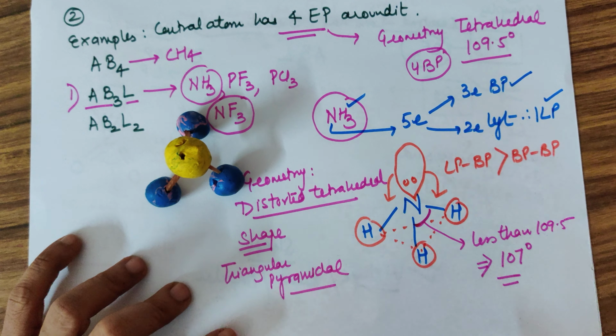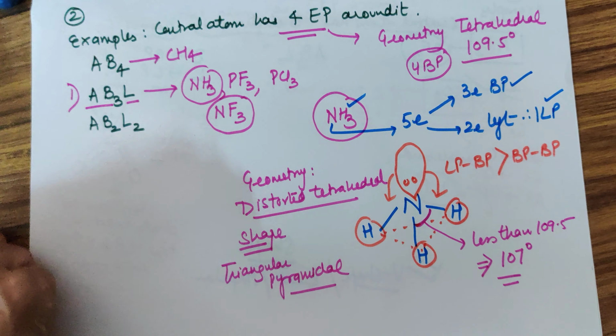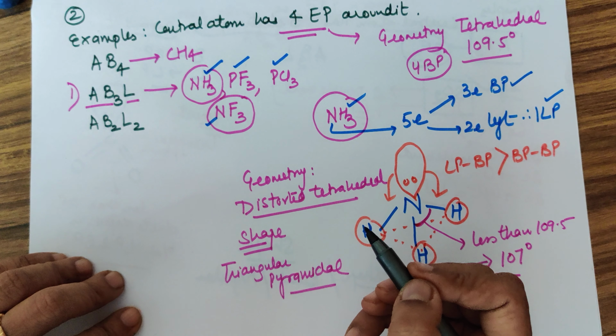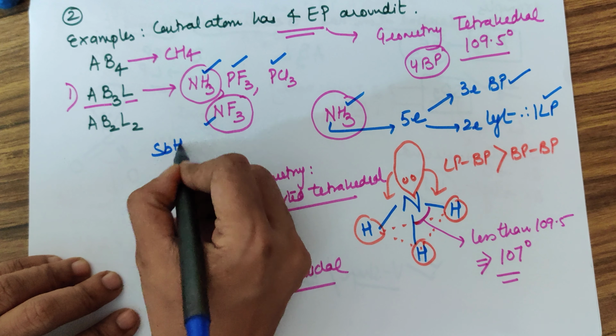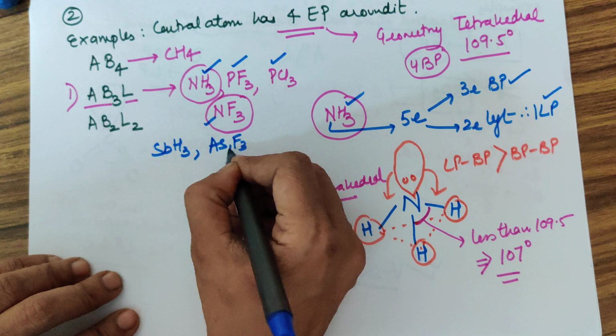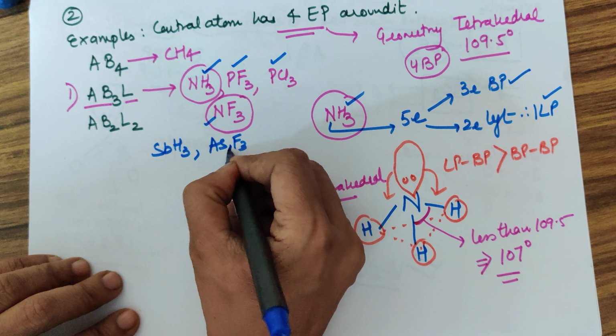Now, this is applicable for all these molecules, because in all of them, your central atom has got 5 electrons. So even for SbH3, that is antimony, or for AsF3, arsenic trifluoride, for all of them, the geometry will be the same. So all group 15 members with 3 bond pairs will have a shape of triangular pyramidal and a geometry of distorted tetrahedral, owing to the presence of this lone pair.